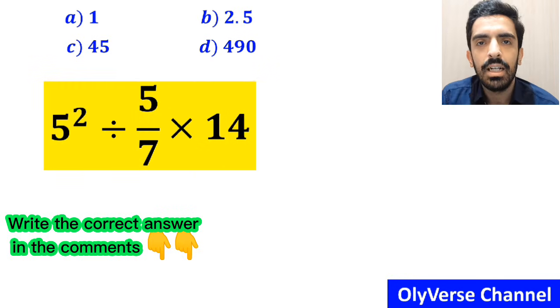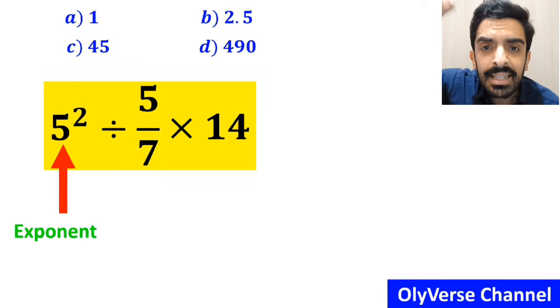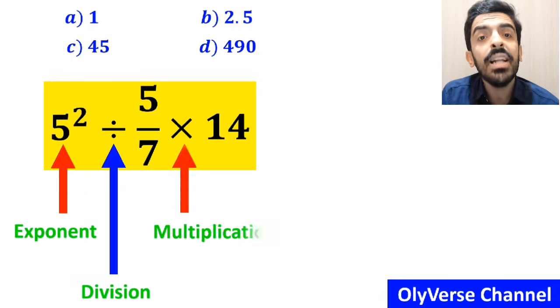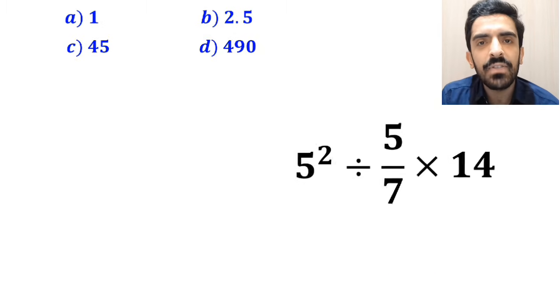Alright, now let's go step by step together and show you how we should solve this expression properly. As you can see on the screen, in this expression, first we have an exponent, then a division sign, and finally a multiplication. To solve this question, we must follow the PEMDAS rule.